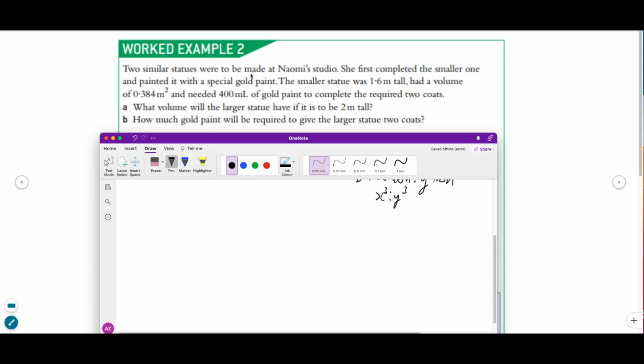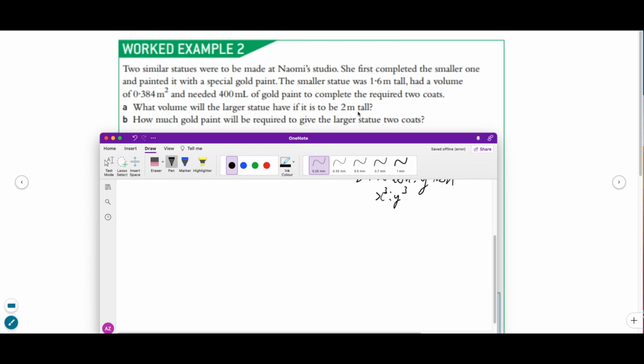Alright, two similar statues are to be made at Naomi's studio. She first completed the small one and painted it with a special gold paint. The smaller statue was 1.6 meters, had a volume of this, and needed this much gold to paint. What volume will the largest one have if it's 2 meters tall?